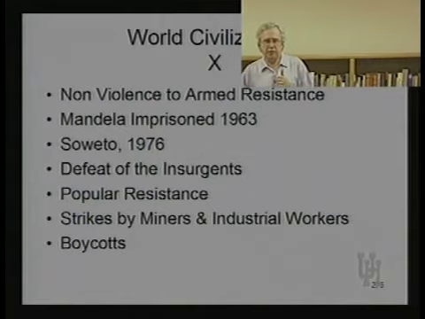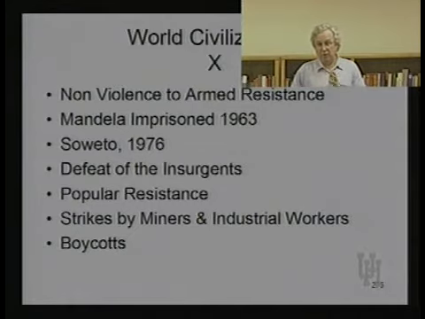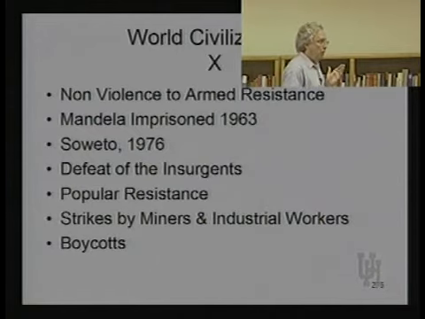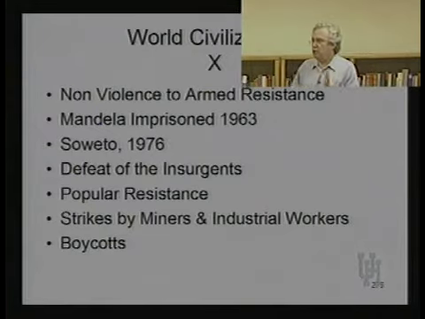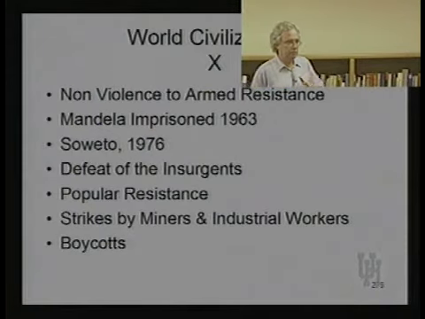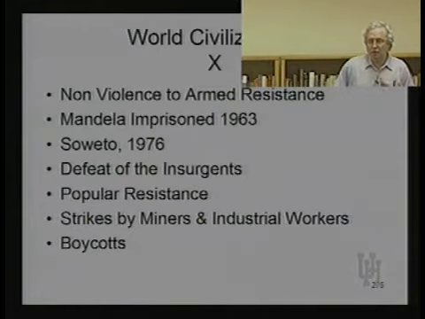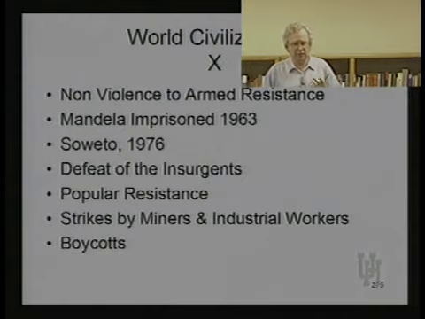Now, initially, the ANC, in the years after World War II, while dedicating itself to full independence for South Africa, sought to achieve that goal through nonviolence. Again, protests, legal filings, demonstrations. These were the efforts that were being made initially. And again, there's a practical side to this. It isn't just, well, philosophically we're opposed to violence.